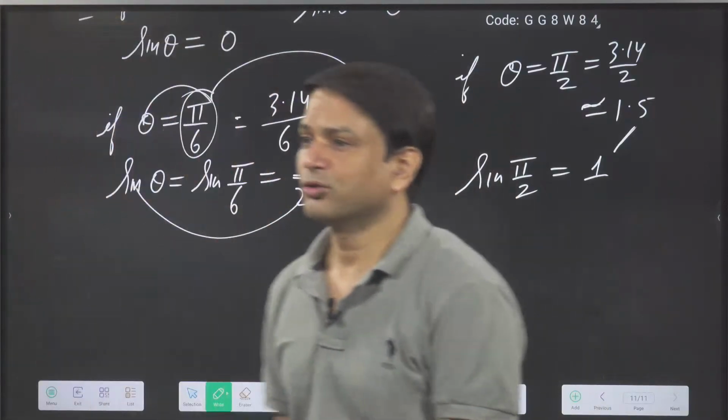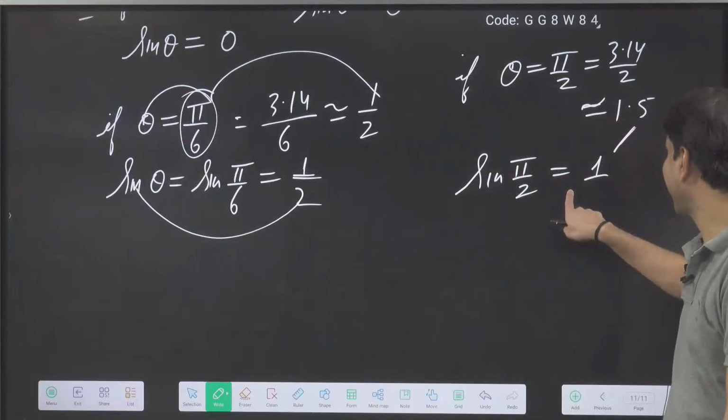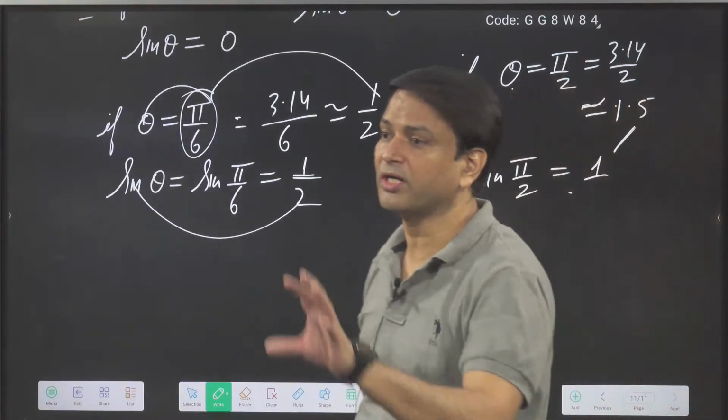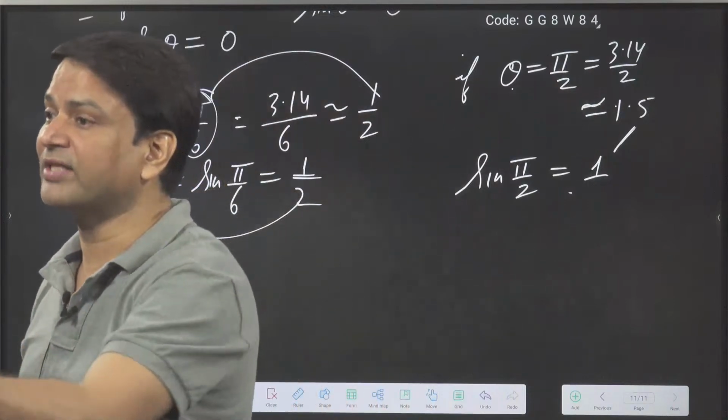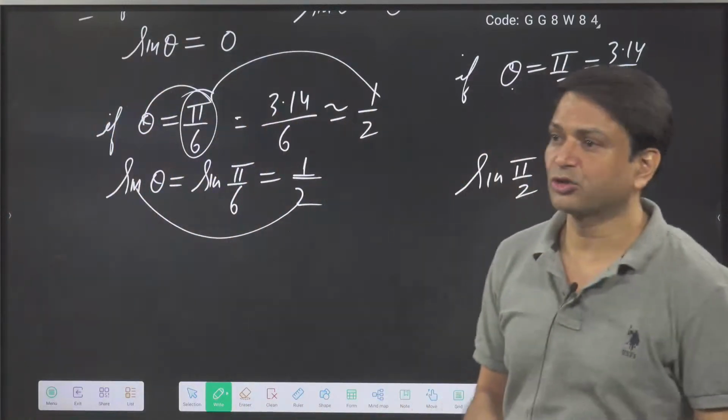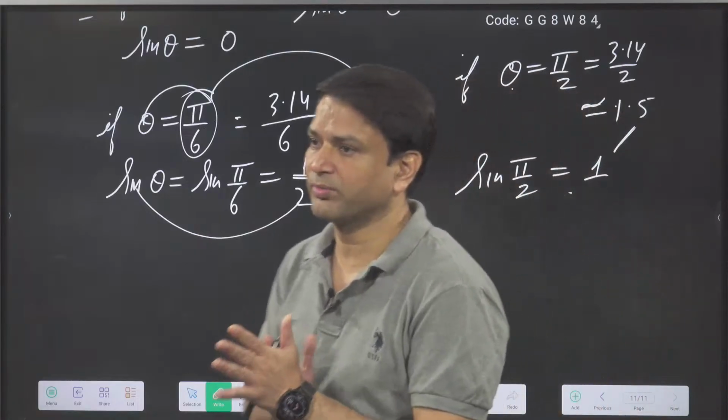Okay. So sin pi by 2 is equal to 1, then theta is 1.5. So the difference is more. So that's why we are using what? Sin theta is equal to theta when theta is small. But that theta should be in radian.